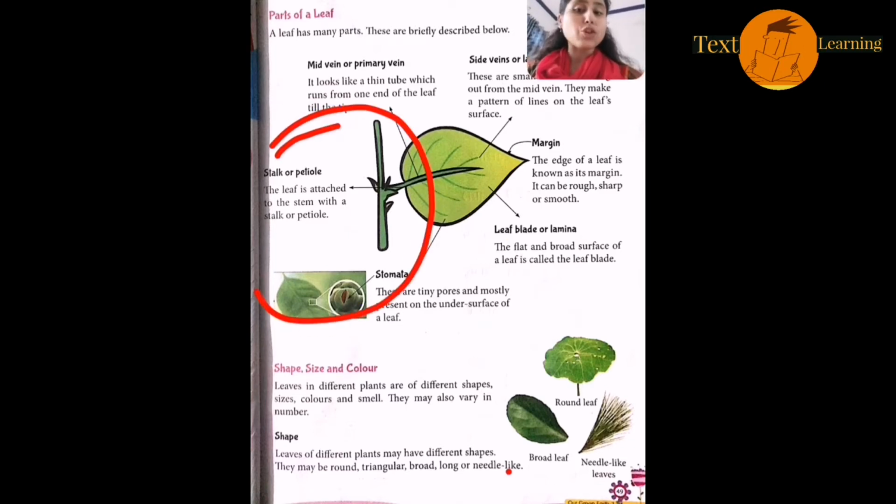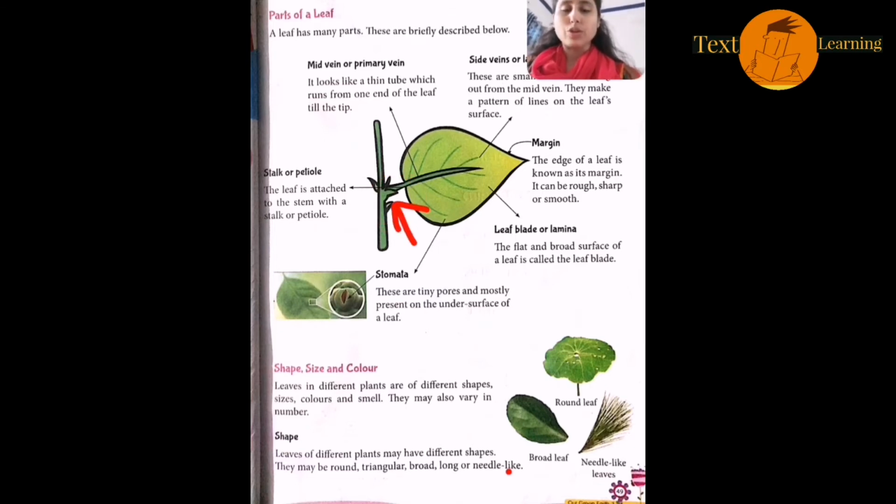What is stalk and petiole? The leaf is attached to the stem with the stalk or petiole. This is petiole. You can see this is petiole. This is the connected part, the connected point which connects on one side to the stem and on the other side to the leaf. This is stalk or petiole.